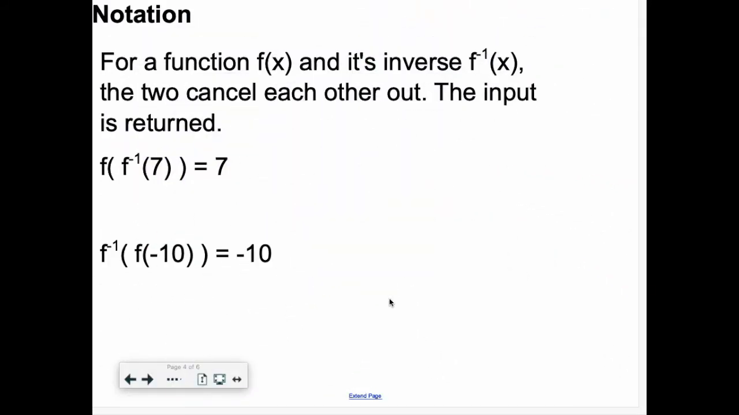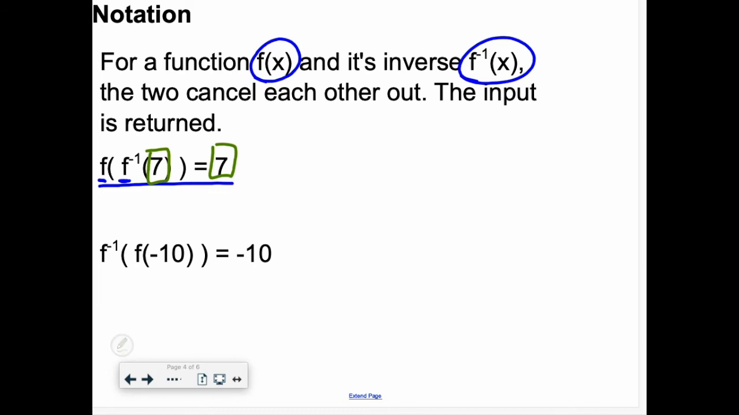Now, here's why we use functions. For a function f of x and its inverse f inverse of x, the two cancel each other out. So whatever you plug in, you get back. So here, considering we have the function and its inverse, they'll cancel out no matter what they are, and whatever is inside the parentheses here, it happens to be a 7, we get a 7 out.